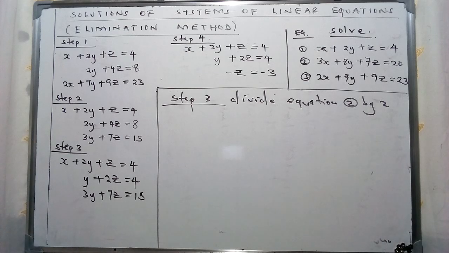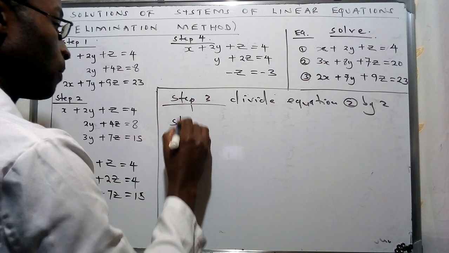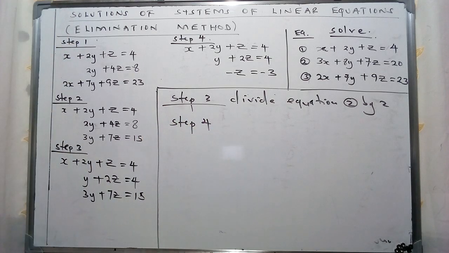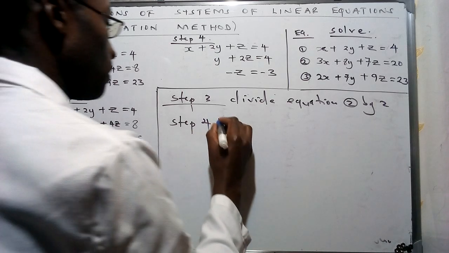And then we're going to perform a final procedure, which is going to be involving step number 4, which basically is going to be involving a subtraction of equation 3 from 3 times equation 2. So we're going to subtract.